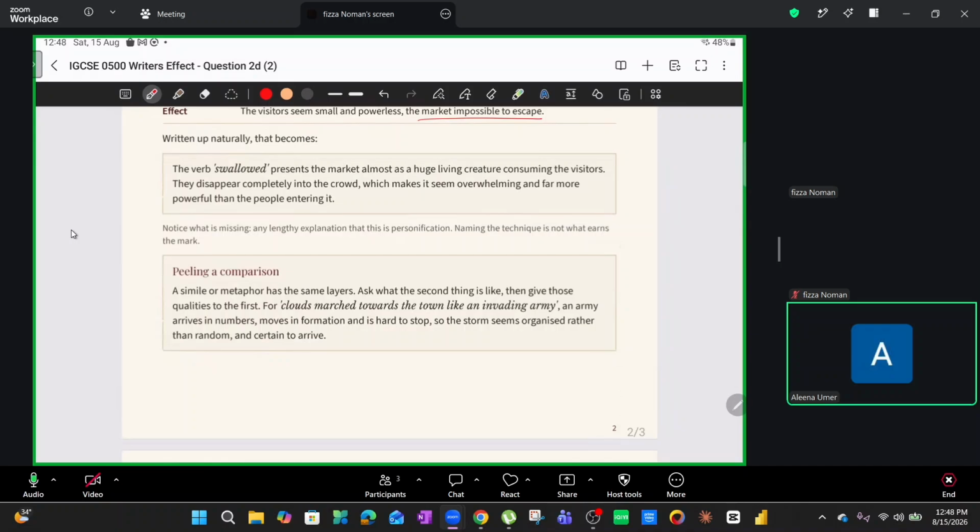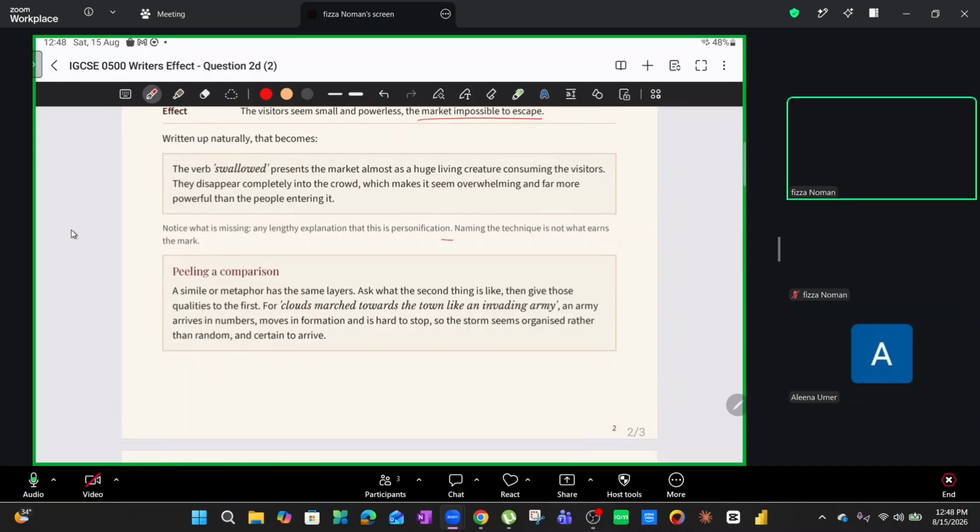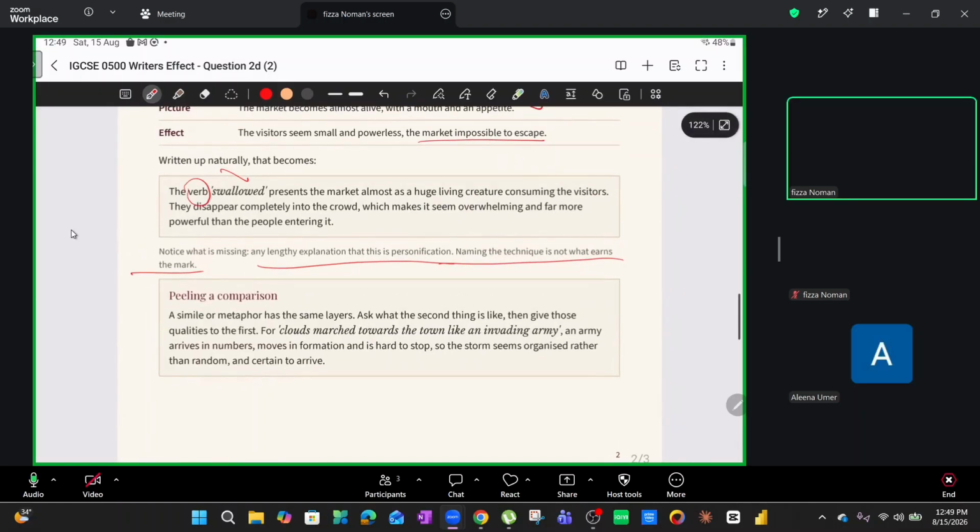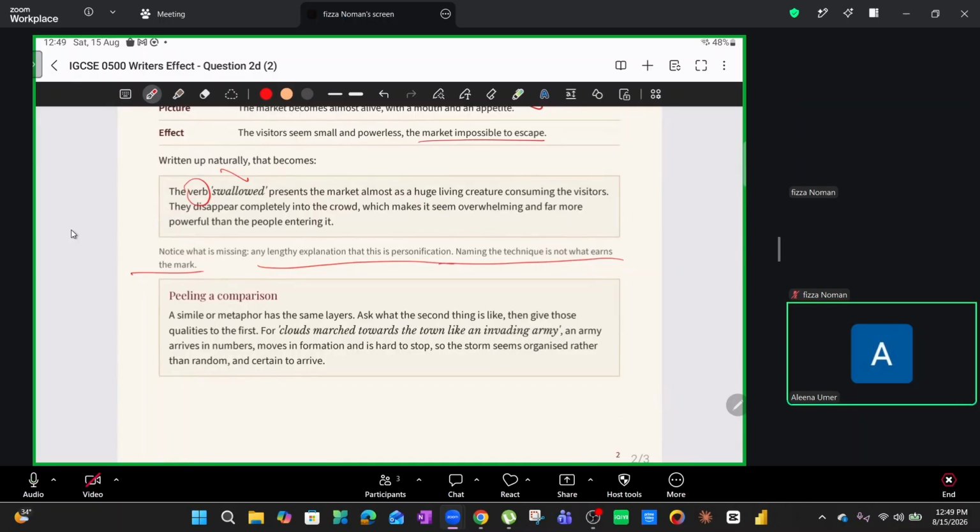Now you can simply say, without any lengthy explanation, that this is personification. Naming the technique is not what earns the mark. We can say that this is personification, and the reader would still be able to understand. Or you could simply say that we have used emotive language. So you could also explain it through the use of emotive language as well. Make sense, beta? Yes. Okay.